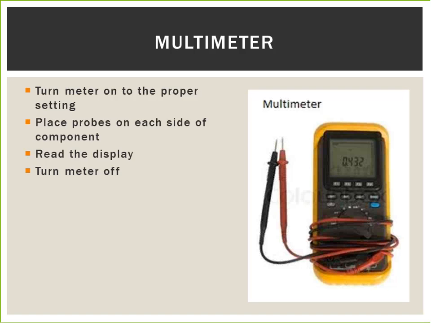The item being repaired should be turned off and the multimeter set to resistance, which may be symbolized by a horseshoe-shaped icon. Note the numbers on the display. This is the resistance measured in ohms.